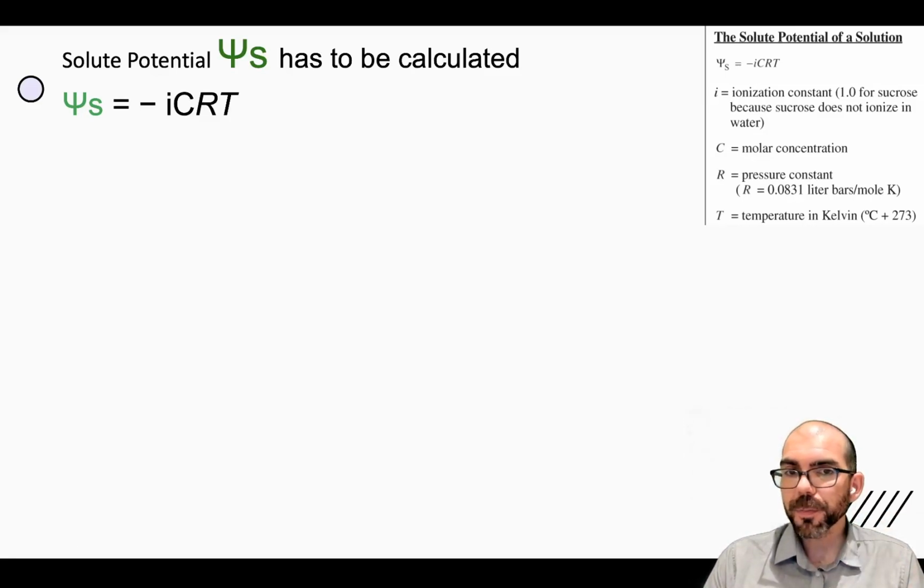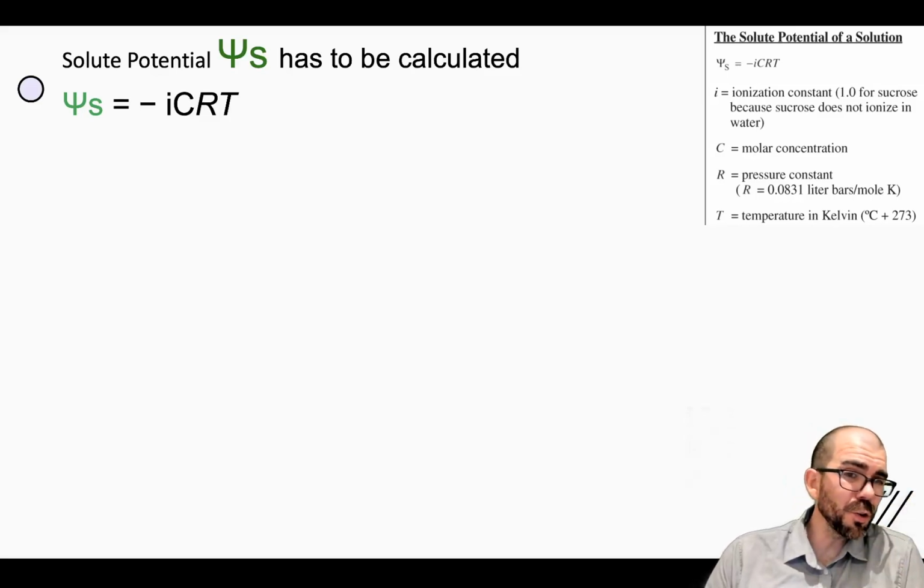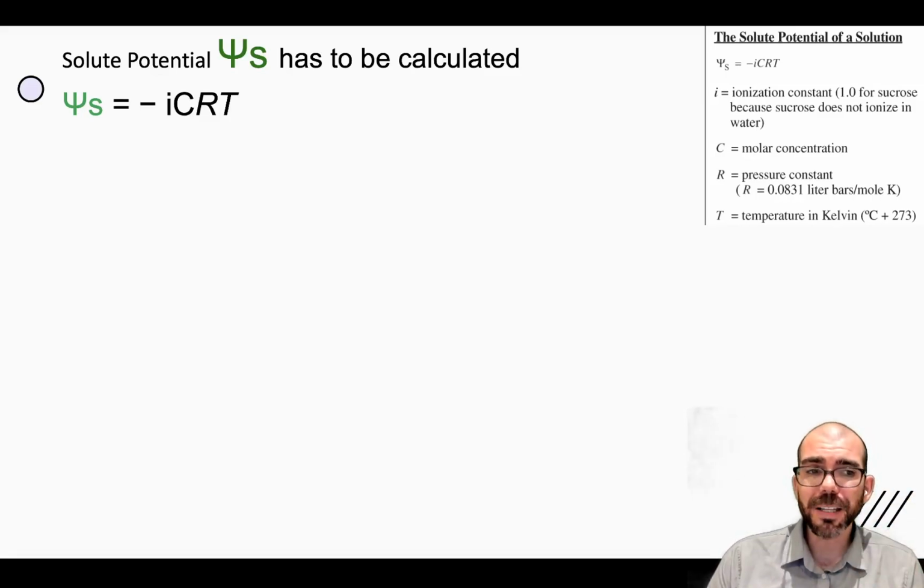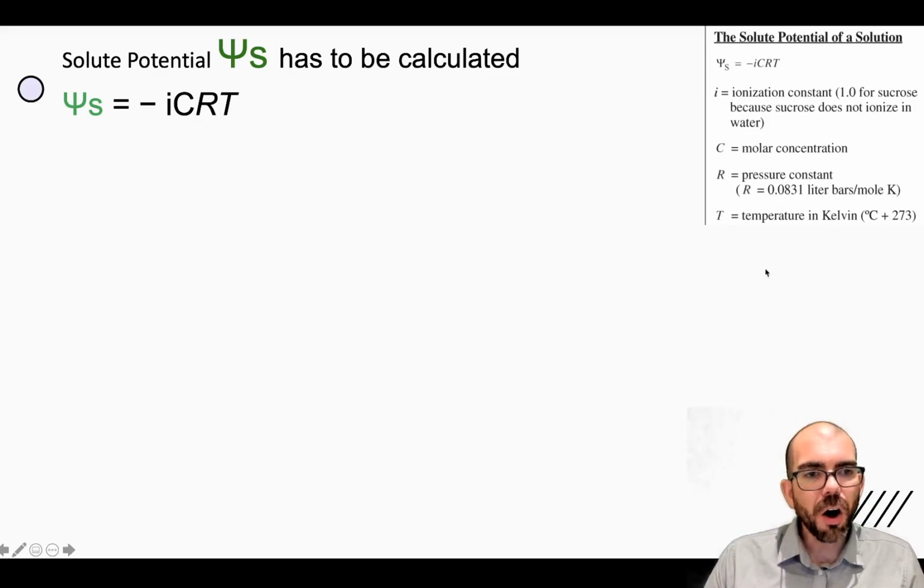Now, that's a simplified version of water potential. Solute potential, the bar S, actually is usually not provided to you. You have to calculate it using the equation bar S equals -ICRT. That's a lot of variables. Take a breath. This equation is on your AP biology equation sheet. You will always have access to it during your test.